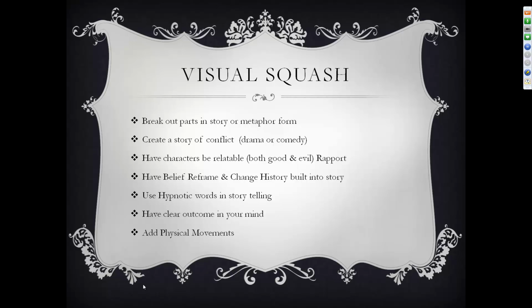And then you're going to do a belief reframe or change history, built into the story, right? And you can use hypnotic words in your storytelling, right? Now, you have to have a clear outcome in your mind of what you want to do. And again, when you're right in front of the person, you can add physical movements. Your hand, you'll see. You'll imagine it when I go, right?